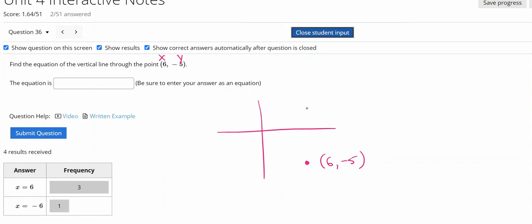Sorry, and by the equation, I mean the line that goes through that point. That line.